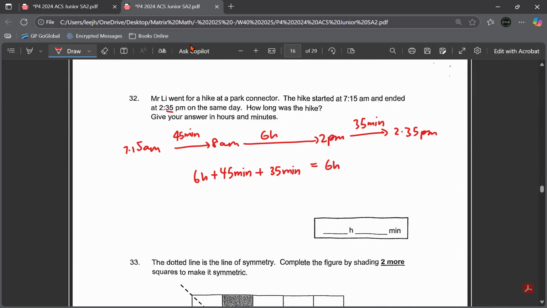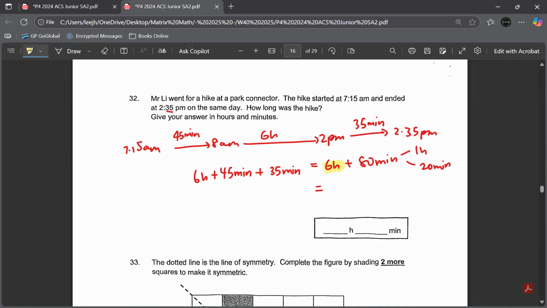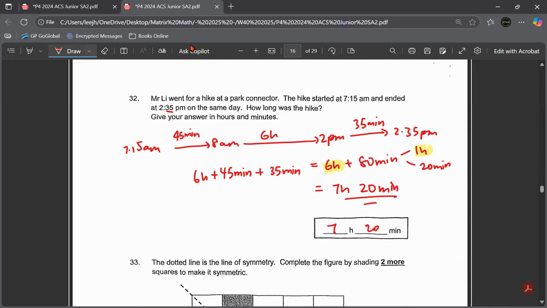Total is 6 hours, and these two together is 80 minutes. Okay, so 6 hours, 80 minutes, you know that this one cannot, right? 80 minutes is 1 hour and 20 minutes. So I'm going to add the hours together. 6 plus 1, 7 hours. And then left with another 20 minutes. That's your answer. Split the 80 minutes into hours and minutes. Then you calculate.